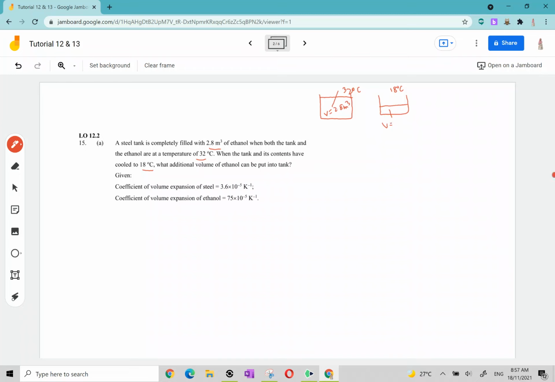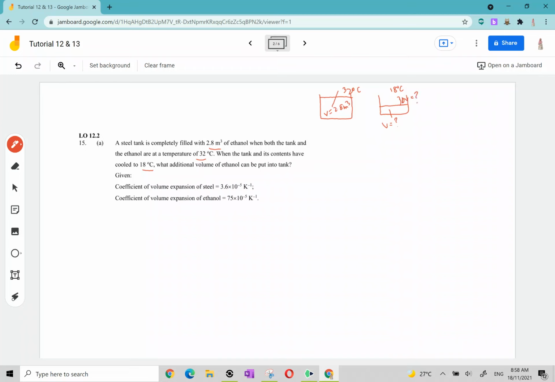Okay, so ini adalah volume yang baru. Kita tak tahu berapa. Now dia minta kita cari what additional volume of ethanol can be put into tank. So dia nak cari yang ini. Yang ini delta V di sini berapa.